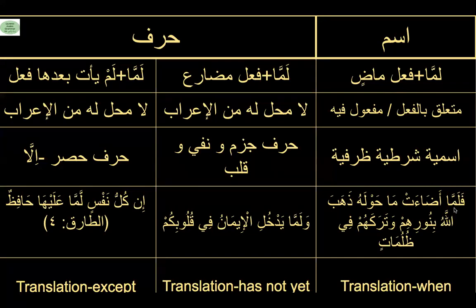So here we can see verse from Surah Al-Baqarah, فَلَمَّا أَضَاءَتْ مَا حَوْلَهُ ذَهَبَ اللَّهُ بِنُورِهِمْ. أضاءت is fi'l madin. Lamma is seen before it, therefore this lamma is ismiya, shartiya, zarfiya.